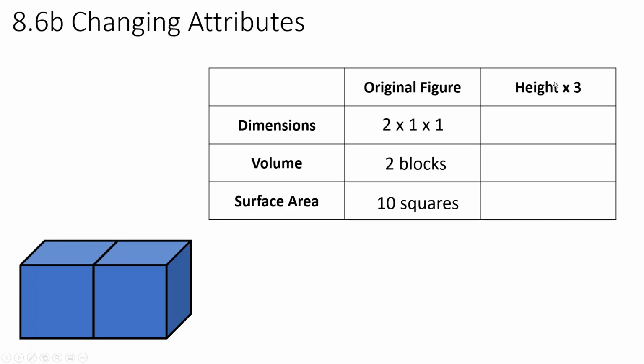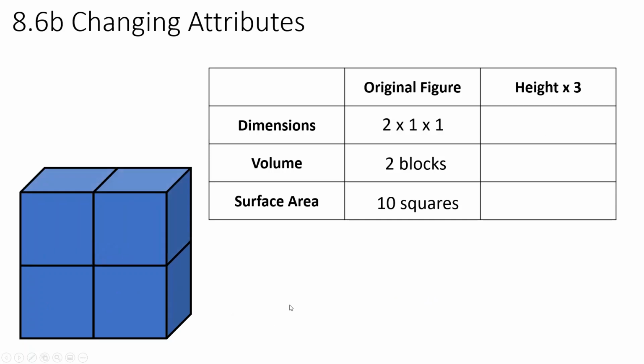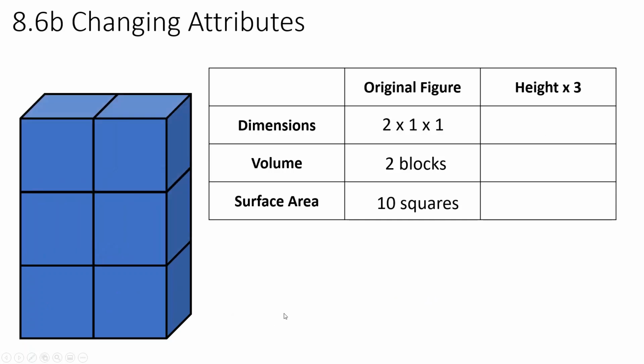All right, so then we have our height times 3. Well, let's see what happens when we have our height times 3. We're going to triple the height. So now we have a 2 by 1 by 3. So the total amount of blocks, if we multiply our height by 3, we just take our blocks and multiply it by 3. 2, 4, 6.